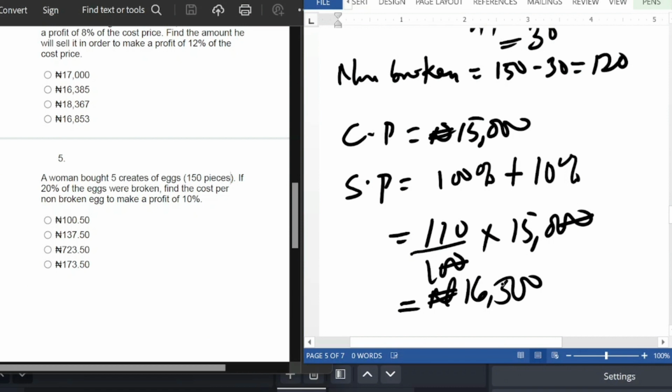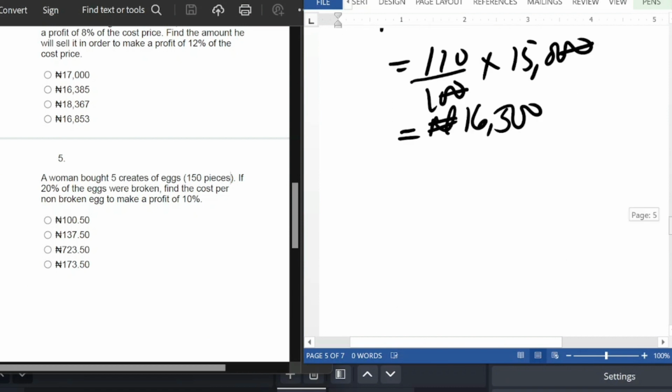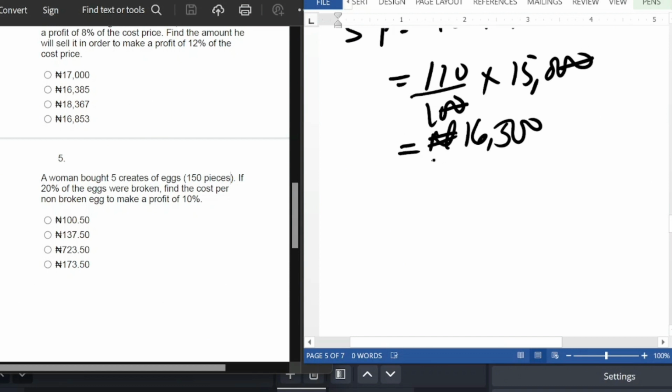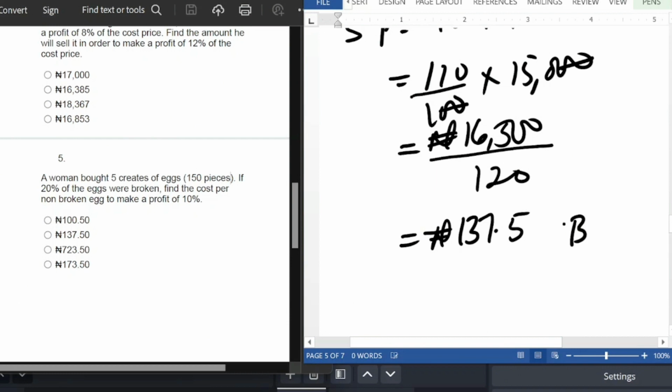That gives us 16,500. Now per one egg, we divide this total selling price by 120. 16,500 divided by 120 gives us 137.5, which is option B. So that is that on this question.